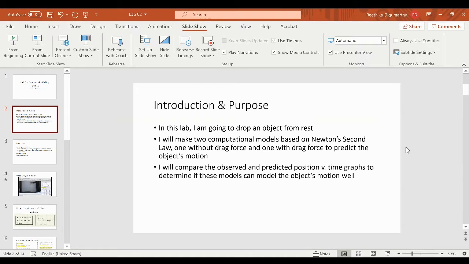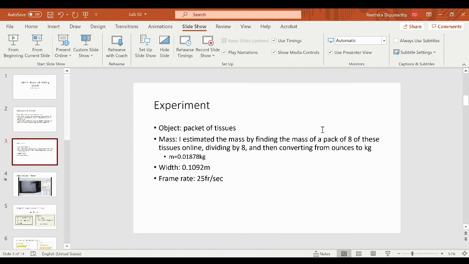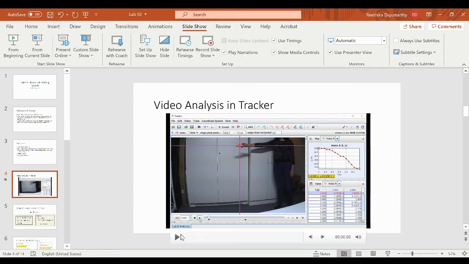In this lab, I dropped an object from rest and I found observational data for position of the object, and I created two computational models to compare to the observed data. So in this experiment, I estimated the mass using this process, and I used the width of the object to calibrate Tracker.